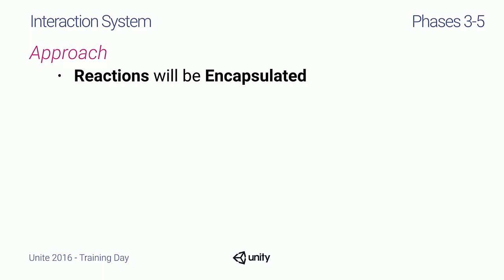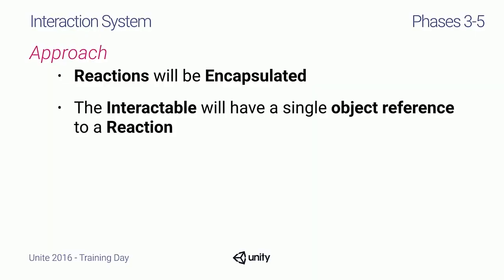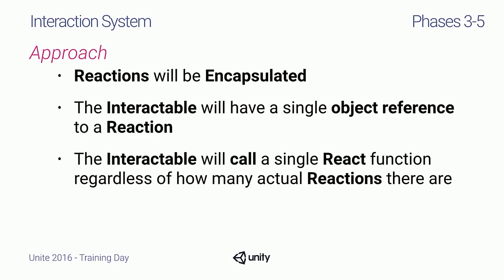So James, can you tell me about encapsulation? Well, each interactable doesn't need to know about what reactions it's going to play. All it needs to know is that there are reactions, and it should play them under the specific circumstances. So we're going to have a separate component called a reaction collection, and that's going to just have a react function, and that will distribute its information. It'll tell the scene what should happen. So the interactable will have a single object reference to a reaction. The interactable will call a single react function, regardless of how many reactions there are.